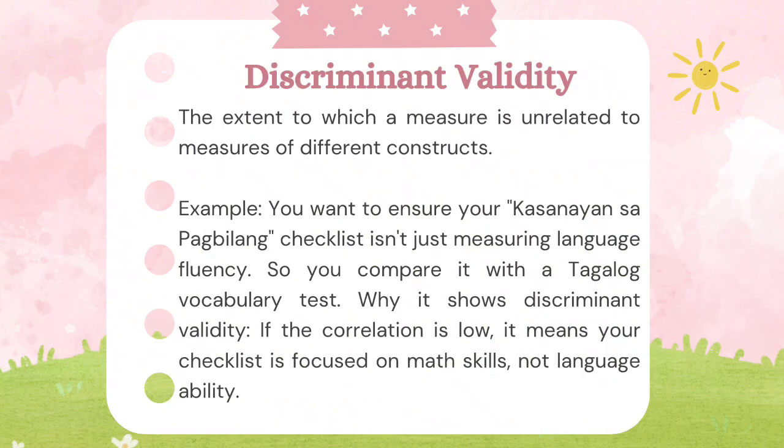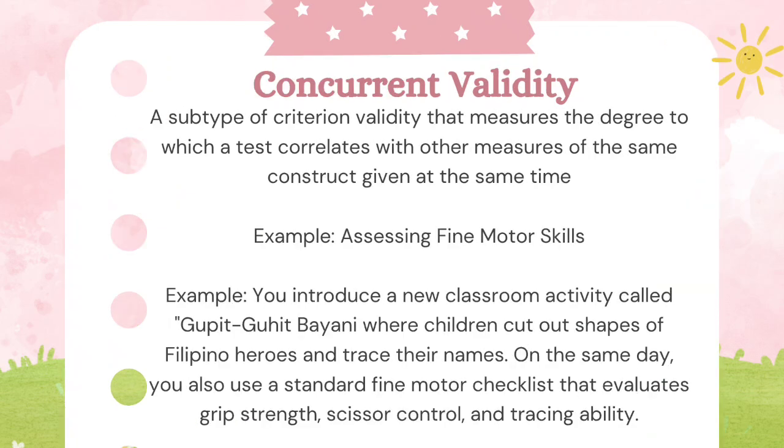Number 3, discriminant validity. It is the extent to which a measure is unrelated to measures of different constructs. Example, you want to ensure your kasanayan sa pagbilang checklist isn't just measuring language fluency, so you compare it with the Tagalog vocabulary test. Why does it show validity? If the scores don't match closely, it means your checklist isn't just measuring language. It focused on math. That's discriminant validity.